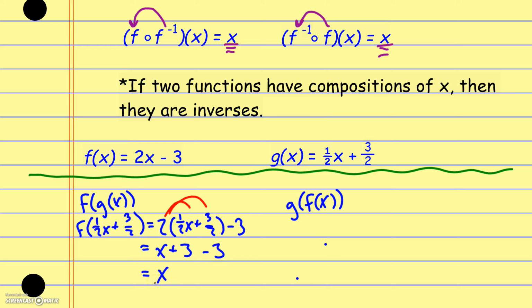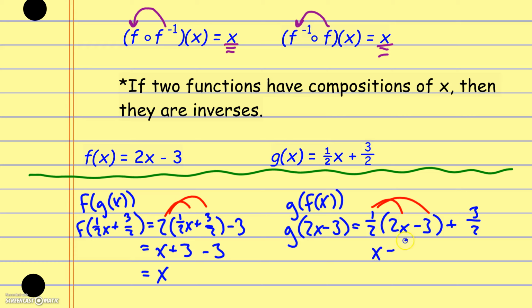All right. So far it looks like these are going to be inverses, but again, I have to do the other composition and make sure that that is an x as well. All right. So I'm going to do the other composition. So I plug the 2x minus 3 in for f of x. I substitute that in. And now I have 1/2 x plus 3/2, but instead of x, I'm going to plug in the 2x minus 3. I go ahead and distribute. That's going to give me an x minus 3/2. And now I combine like terms, and I end up with just an x.